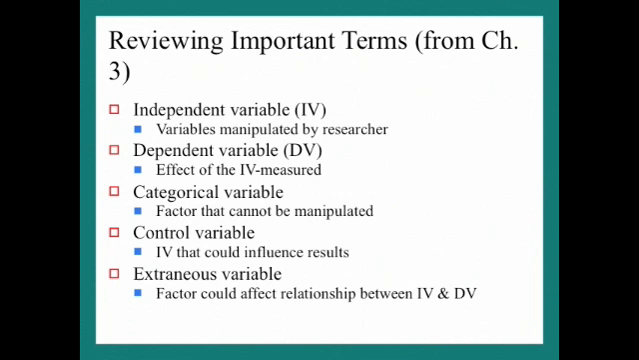Categorical variables are factors that cannot be changed or manipulated. For example, gender. You can't change the gender. And so that's what a categorical variable is. A control variable is an independent variable that could influence the results. It can have a negative influence on what you're trying to do. And the big one here is the extraneous variable. These are factors that could affect a relationship between an independent variable and a dependent variable.